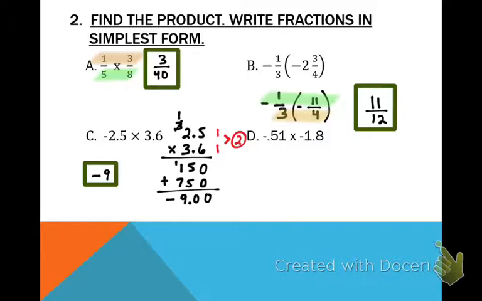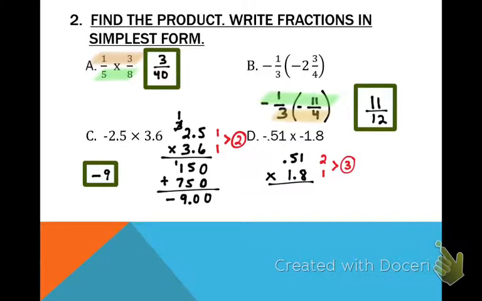I'm multiplying a negative times a negative, so my answer will be a positive. Very good. Now we have 0.51 times 1.8. Should I line up my decimal points? No, you do not need to. Instead, let's count the decimal points. How many did this one move to the left? 2 spaces. How many did this move to the left? 1 space. Add those together. What's the answer? 3. So we know at the end we are going to move the decimal point 3 places.